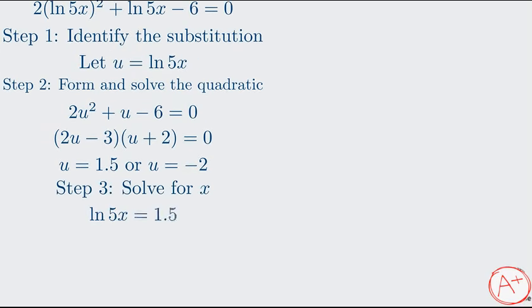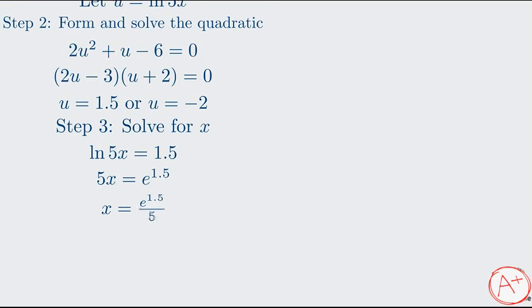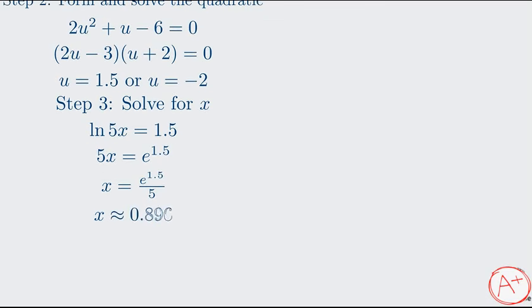For the first case, the natural log of 5x equals 1.5. To undo the natural log, we take the base e of both sides. x equals e to the power of 1.5 divided by 5. Calculating this gives approximately 0.896.